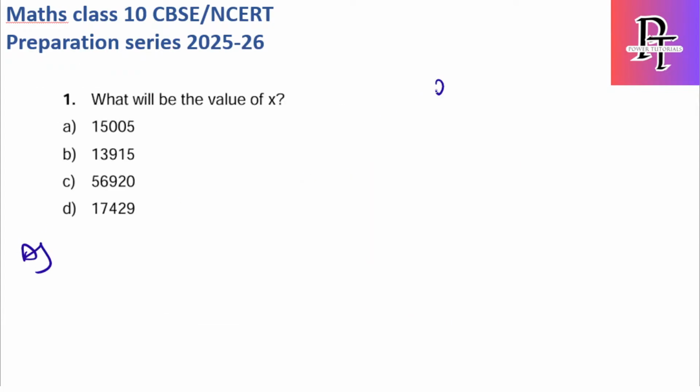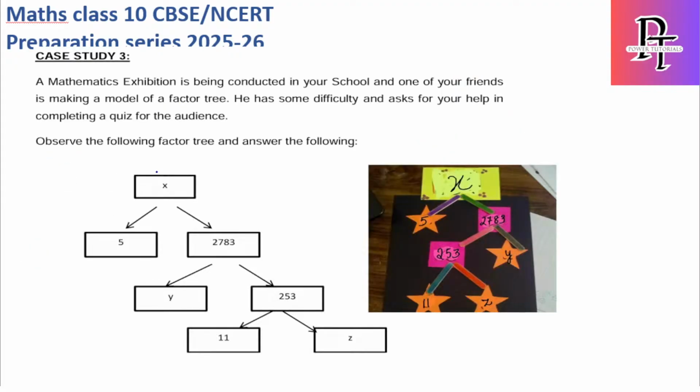So simply 2783 into 5 I have to do. 5 3 is a 15, 1, 5 is a 40, 41, 4, 5 7 is a 35, 35 plus 4 is 39, 3, 5 2 is a 12, and 12 30. So the x value is 13915. So this is very easy. Let's move to the next one. So the x value I got is 13915. Okay, what was the next one?